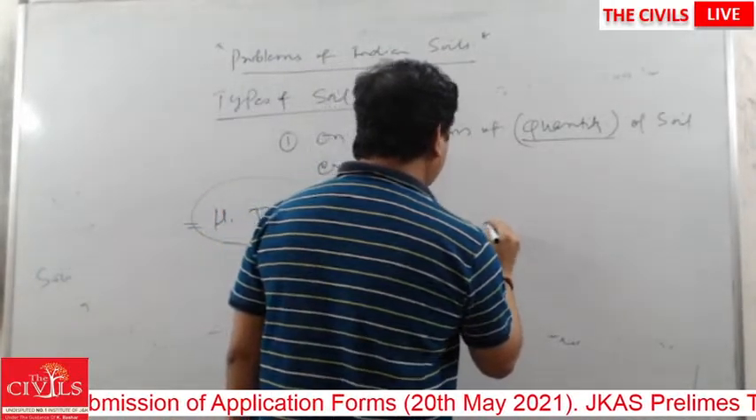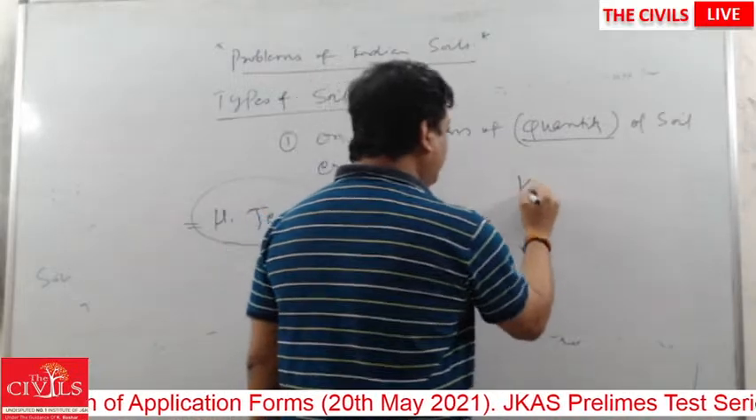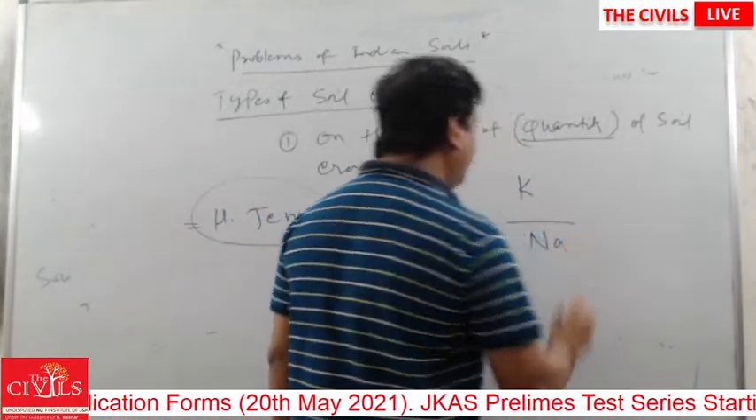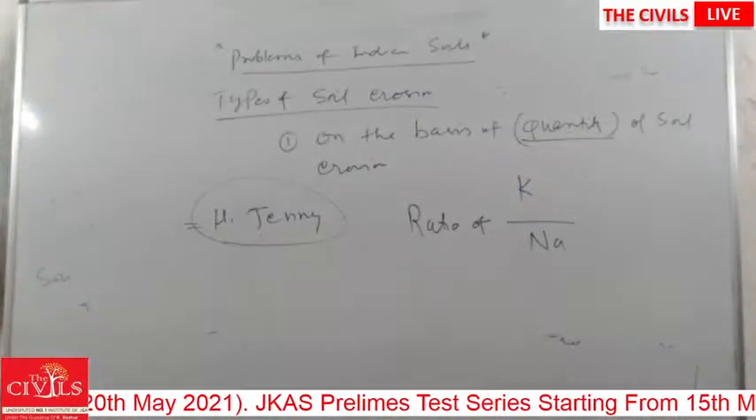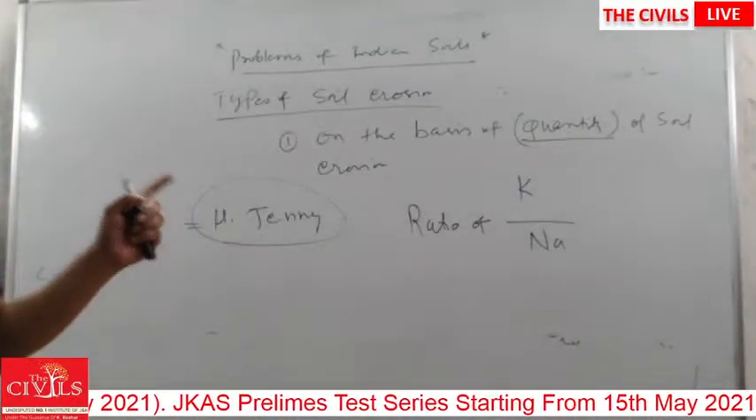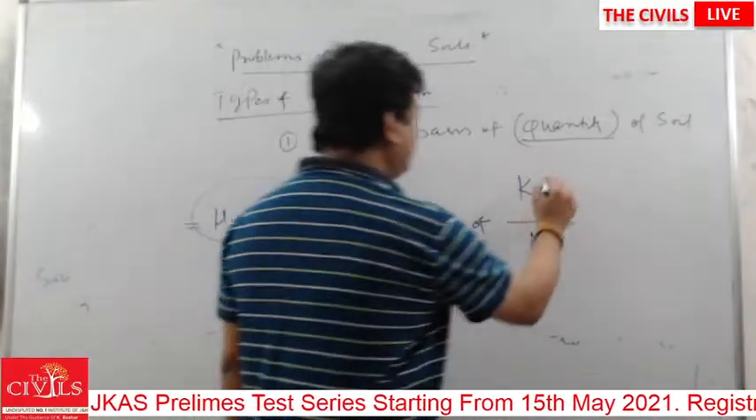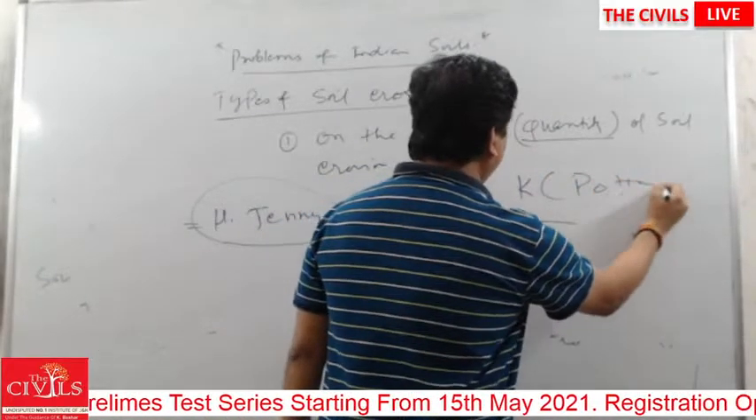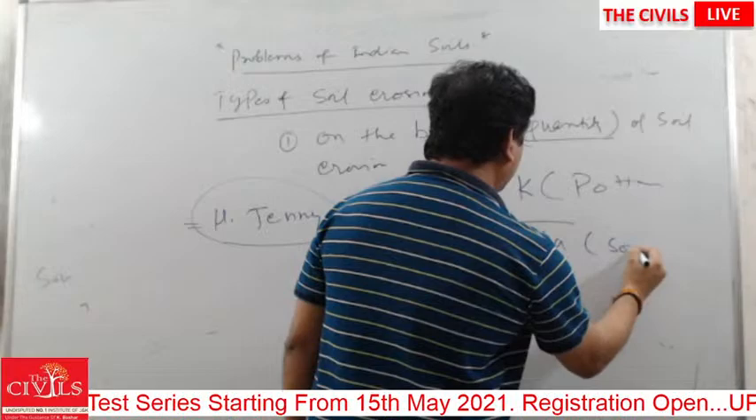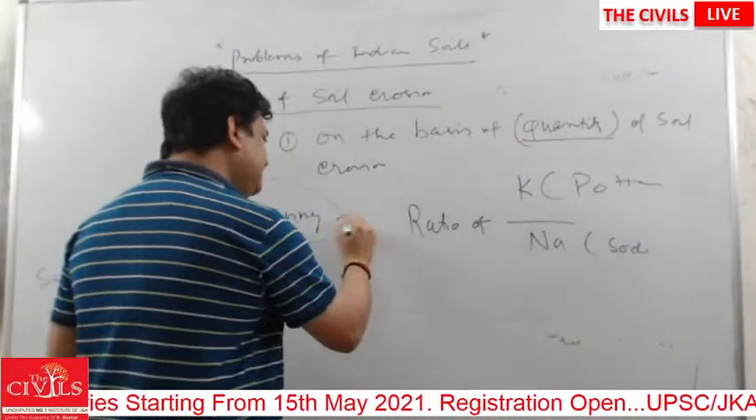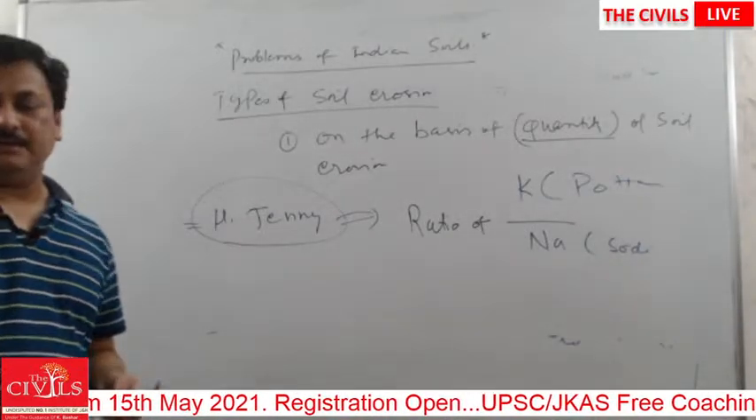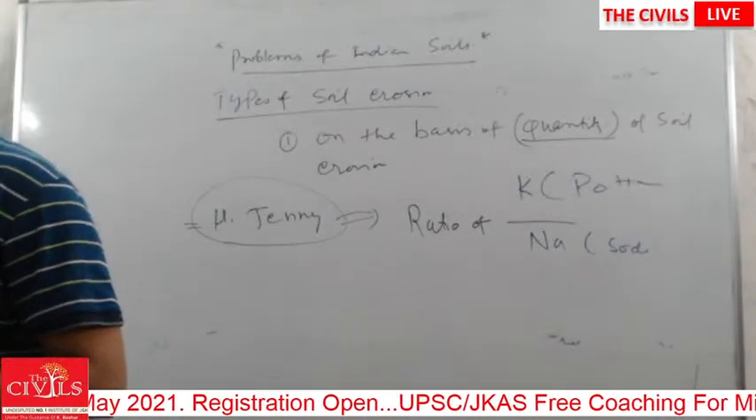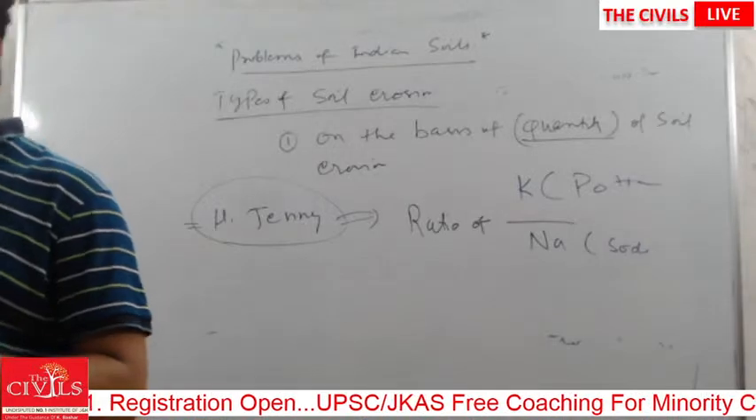and sodium in soil, the ratio of potassium and sodium. This is potassium, and this is sodium. So H. Janey devised a formula to determine the state of erosion.